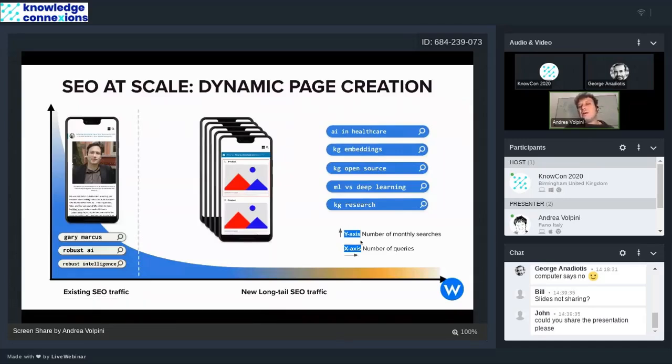Here, using the methodology that I've explained, I am looking at things like AI in healthcare, or knowledge graph embeddings, or knowledge graph open source, or machine learning versus deep learning, or knowledge graph research, where I don't expect to get a high volume of queries, right? But of course, I can build a lot of these pages that can group a significant amount of different queries, and therefore I can increase the traffic and go after intents that I'm not covering with my premium content.